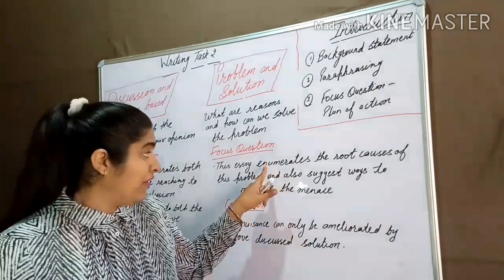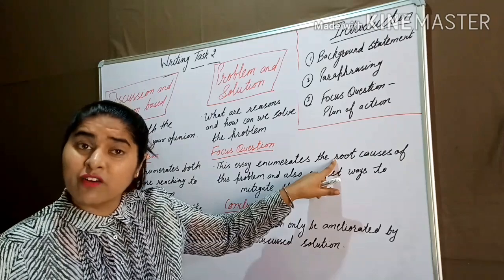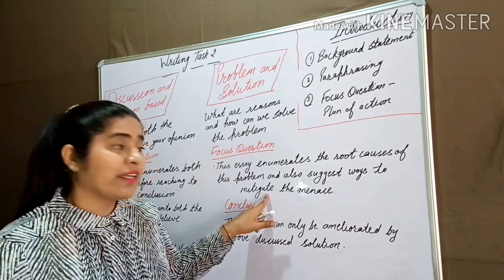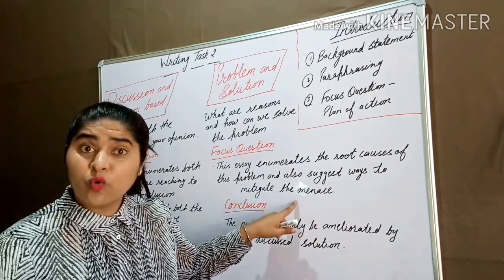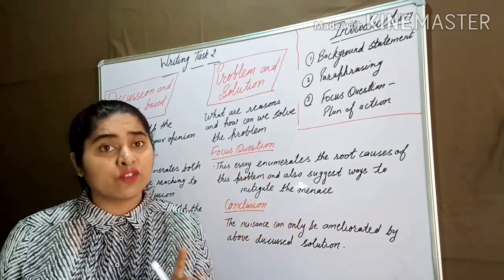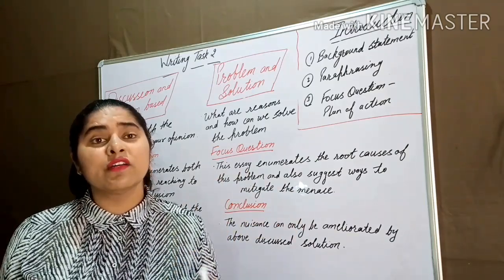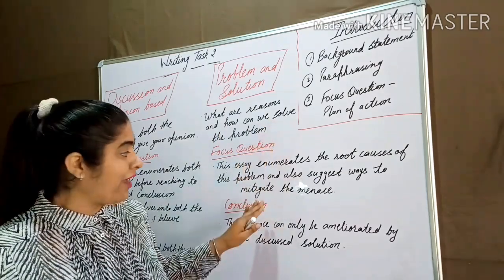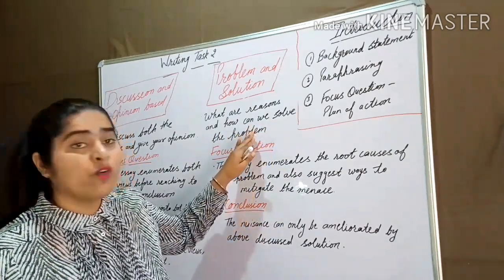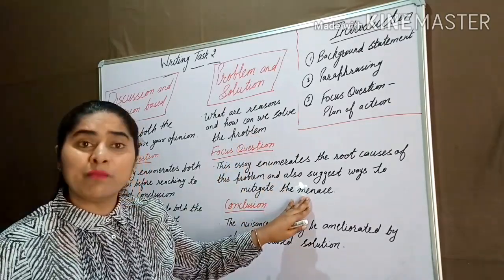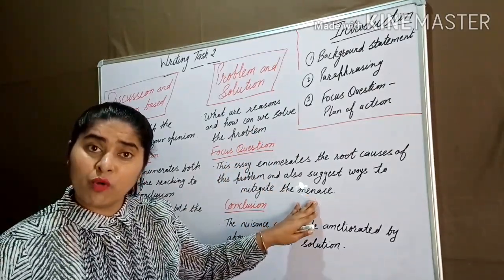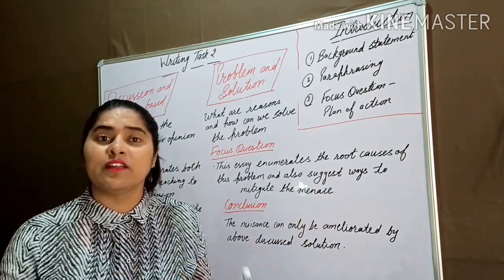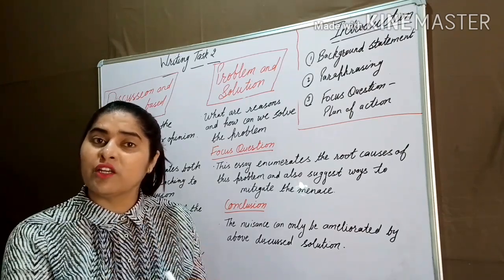This means I will mention the root causes of the given problem. Thereafter, I will suggest the ways I can mitigate the menace. Look very carefully. I have used synonyms of the words given in my question. For example, here the word is solve, but I use the word mitigate. Here the word is problem, I use the word menace. So always keep this in your mind. You will always have to use synonyms of the words asked and given in your question.